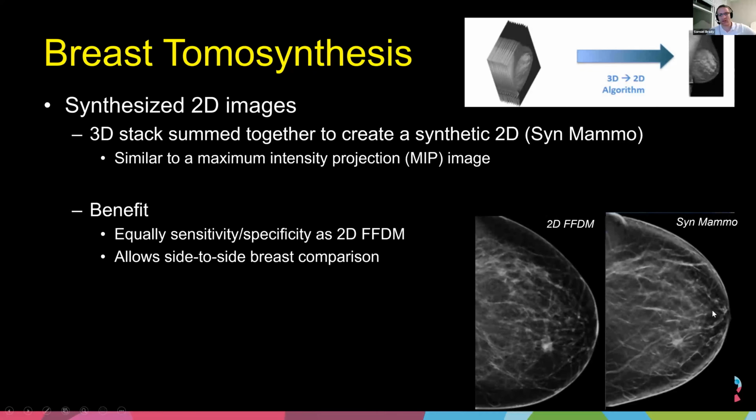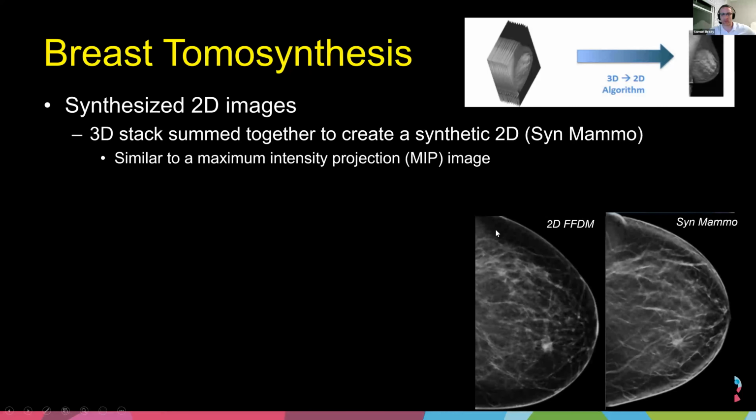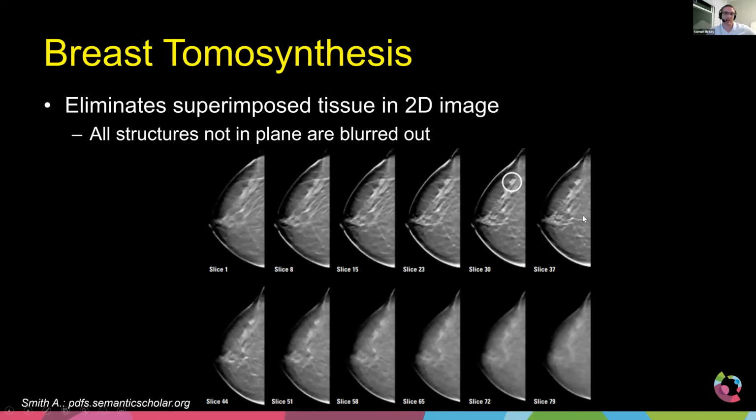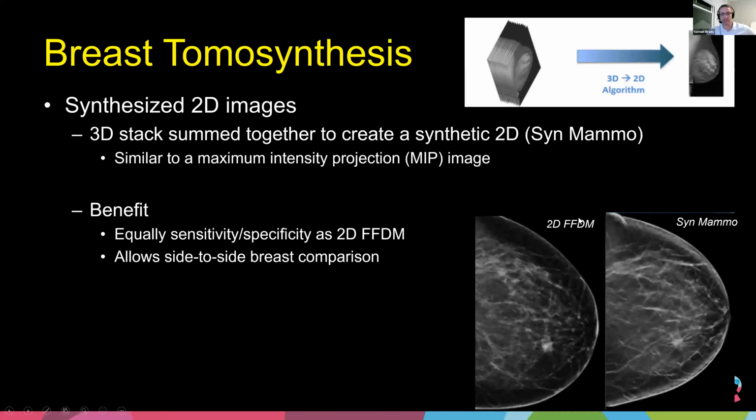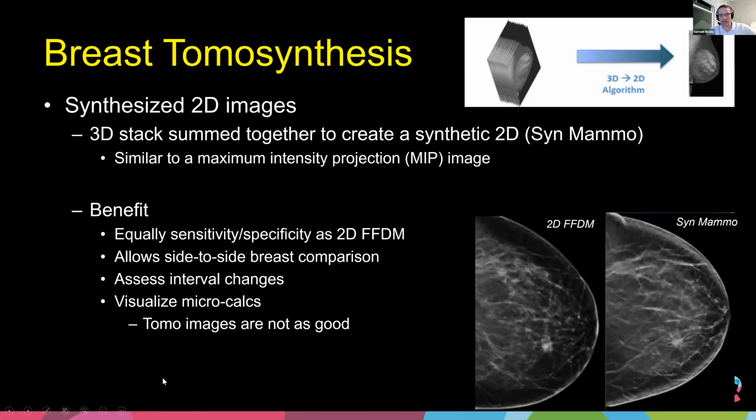The benefit of the synthetic is that it's been shown to have equal sensitivity and specificity as a traditional, truly acquired two-dimensional full-field digital mammography. It allows side-to-side breast comparison, whereas of course you can't really put the stacks side by side. But traditionally, you do your CCs and your MLOs side by side. So that still gives you a traditional way to view the breast. It gives you the ability to assess interval changes and visualize microcalcs.